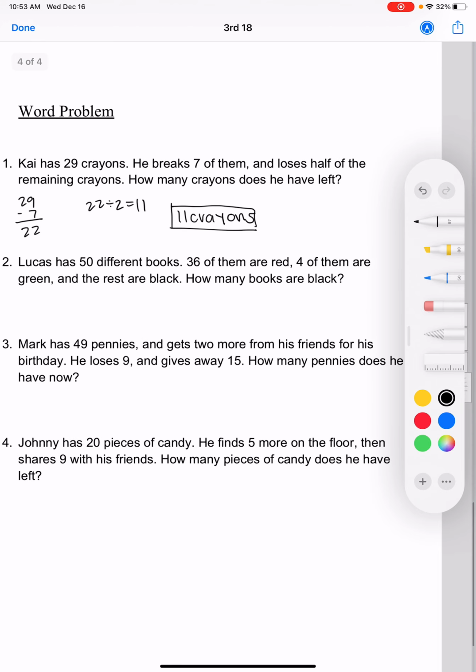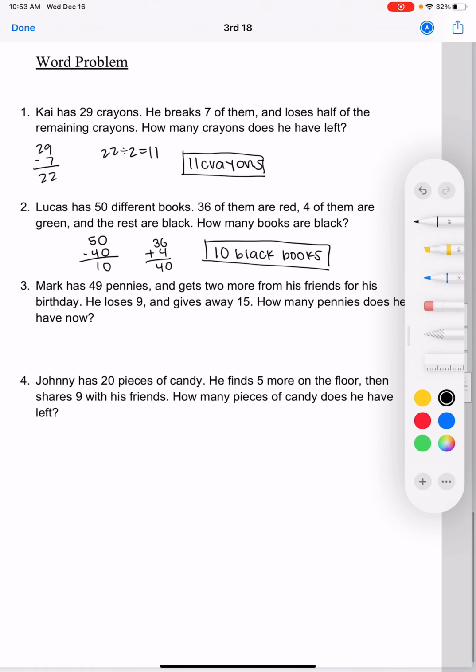Lucas has 50 different books. 36 of them are red, 4 of them are green, and the rest are black. How many books are black? So if he has 50 books, and 36 of them are red, and 4 of them are green. So 36 plus 4 equals 40. So there are 40 red and green books, and the rest are black, right? So you do 50 minus 40, and you get 10. So your answer would be 10 black books. Don't forget to label your answers.